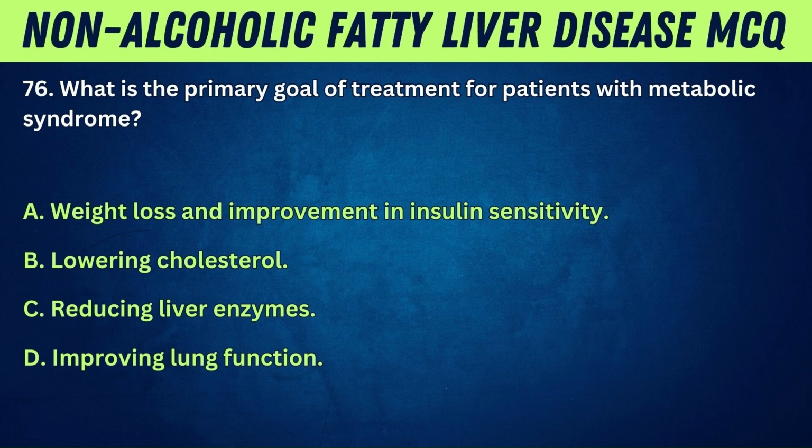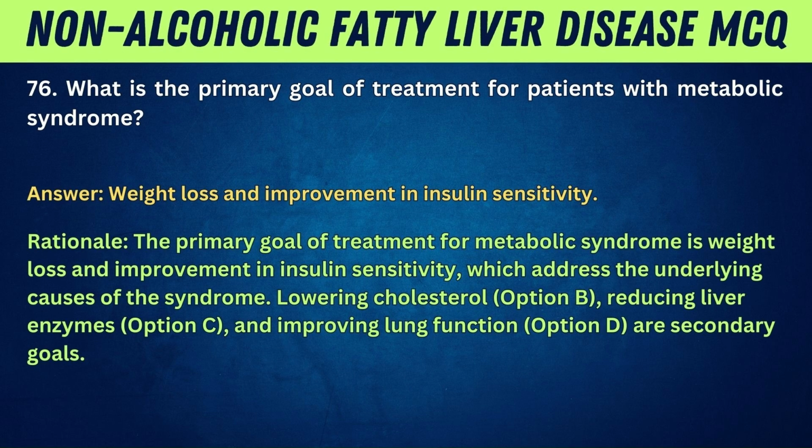76. What is the primary goal of treatment for patients with metabolic syndrome? A. Weight loss and improvement in insulin sensitivity. B. Lowering cholesterol. C. Reducing liver enzymes. D. Improving lung function. Answer: weight loss and improvement in insulin sensitivity. Rationale: the primary goal of treatment for metabolic syndrome is weight loss and improvement in insulin sensitivity, which address the underlying causes of the syndrome. Lowering cholesterol, option B, reducing liver enzymes, option C, and improving lung function, option D, are secondary goals.